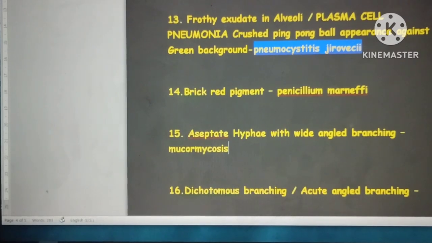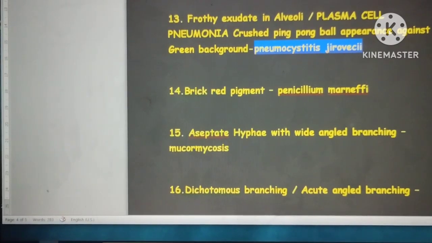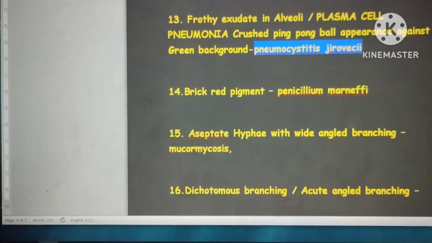So here what you want to remember is there will always be aseptate hyphae with wide angle branching. Again, for differentiation, Rhizopus will have a rhizoid, whereas Mucor does not have any rhizoids, and Absidia will have internodal rhizoids. So if you come across mucormycosis or zygomycosis, whatever it can be, you can mark that as well. It can be Mucor or it can be zygomycosis.